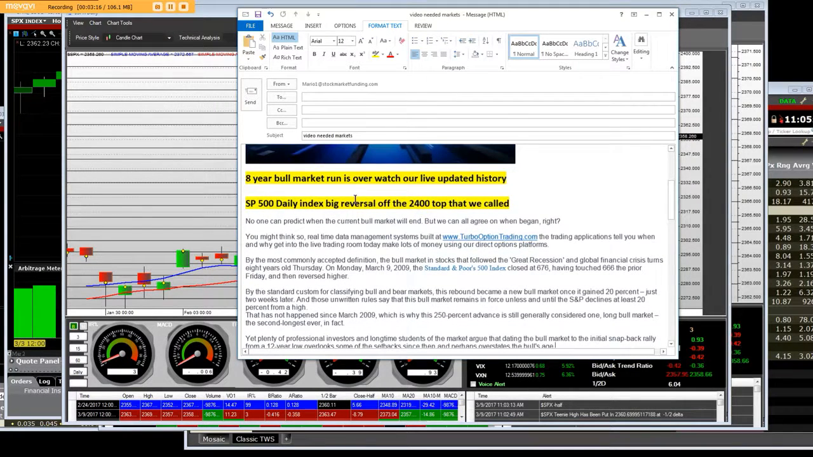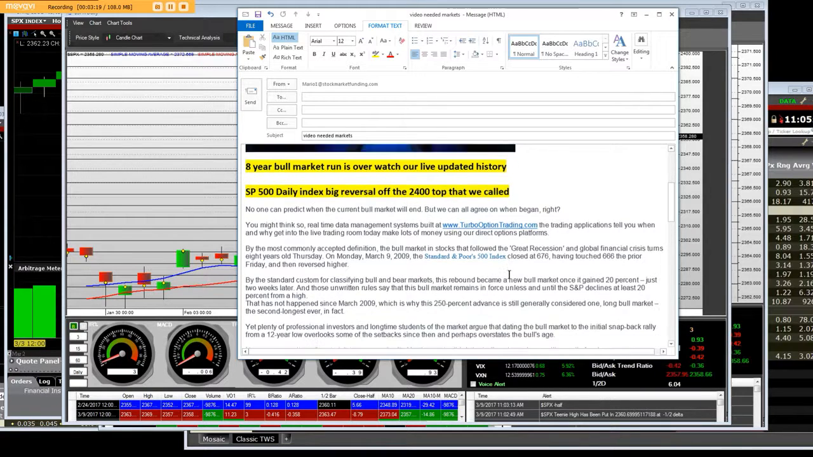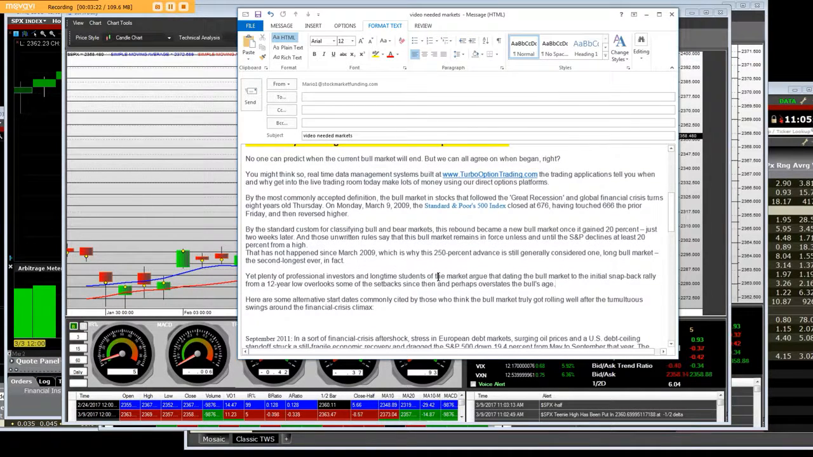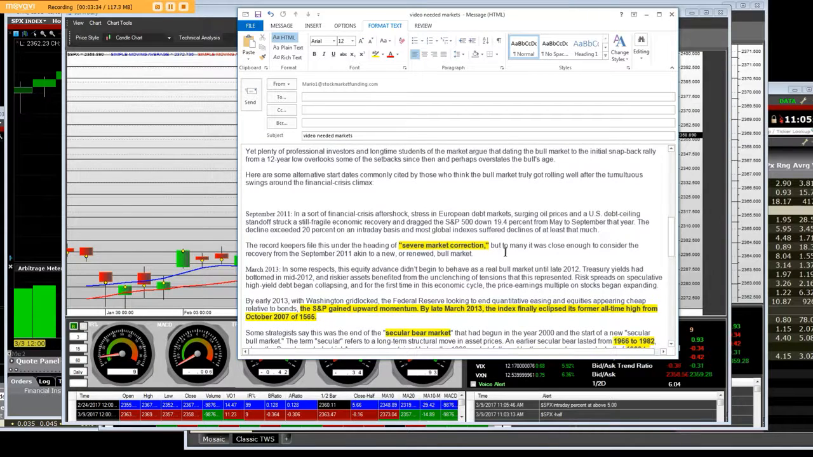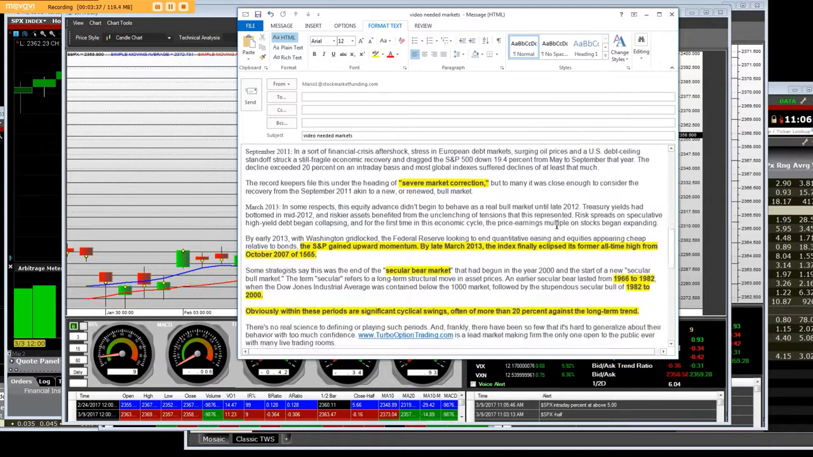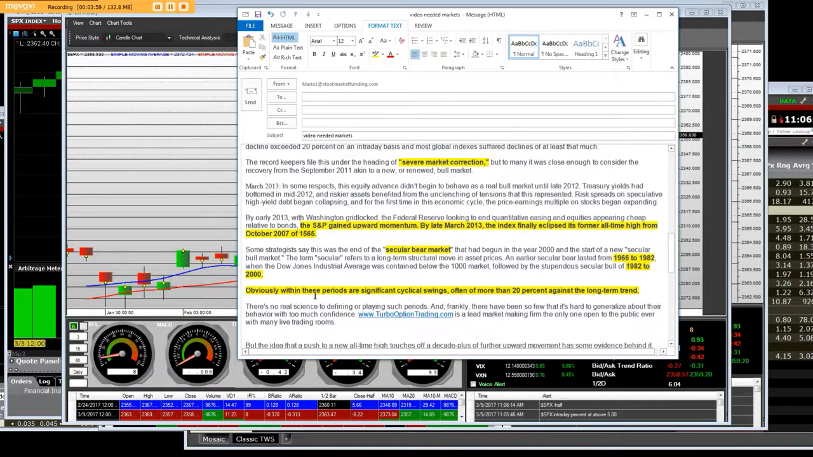So once again, I'm going to tell everybody very quickly, when was the bull market born? All right, S&P 500 index, $2,400 top that we called. We start talking about 2009, which is a 250% gain when we started this bull rally. Then we talk about 12-year low overlooks, severe market corrections that had happened in the past, what it was like in 2012. Remember, everybody, when the S&P in October of 2007 was hot, the high was 1565. A secular bear market came into play. We talk about 1966 to 1982, 1982 to the current rallies that we've had.